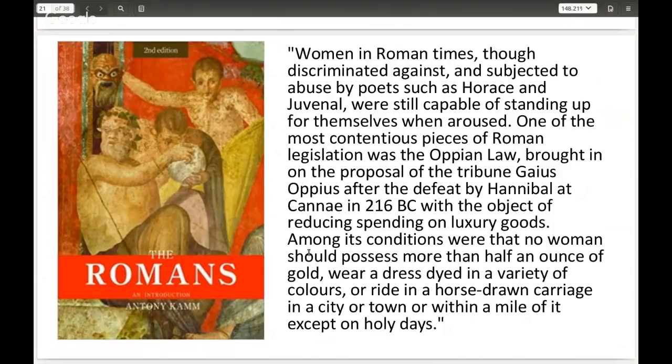wear a dress dyed in a variety of colors, or ride in a horse-drawn carriage in a city or a town within a mile of it except on holy days." So they can't drive by themselves except on holy days. They can't wear multiple colored dresses, and they can't have in their possession more than half an ounce of gold.